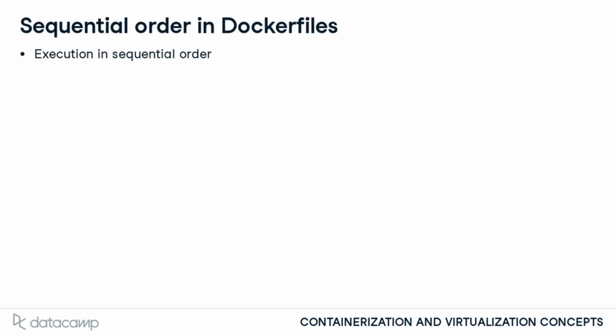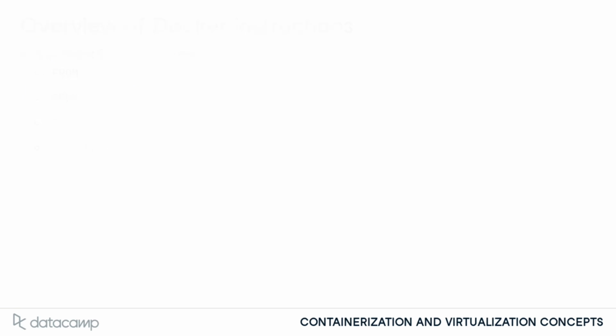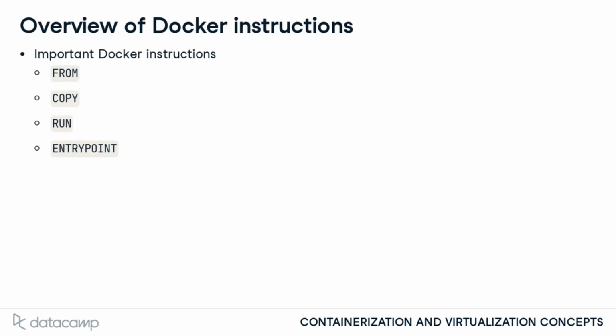Instructions in a Docker file are executed in the order in which they are written. A Docker file can start with either metadata, comments, arguments that will be used later in the Docker file, or the from instruction. Here is a quick overview of important Docker instructions. Let's go through each one.